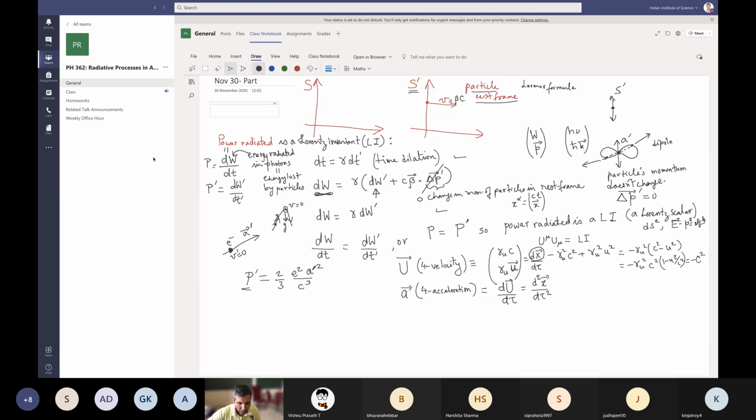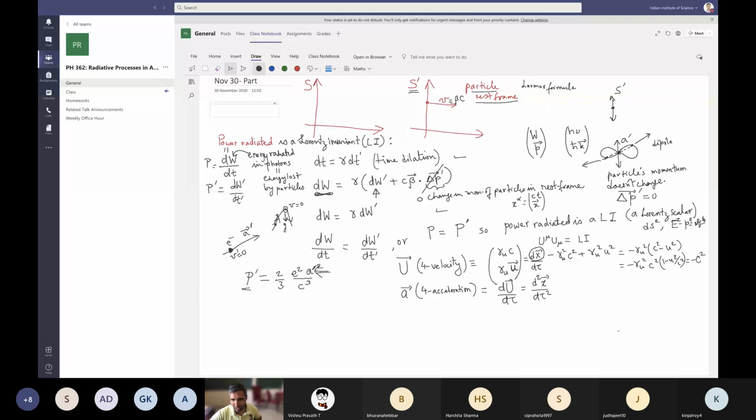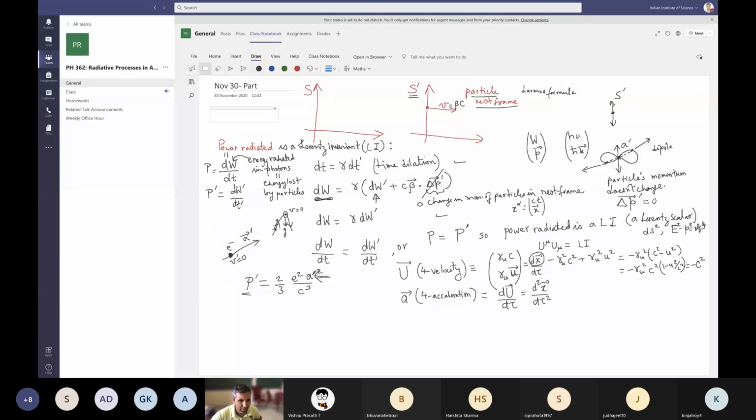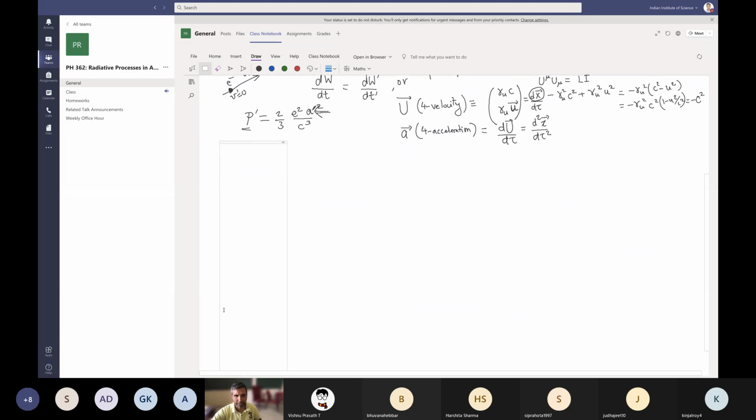Right, so let's see. The program is to actually write A prime in a Lorentz invariant form. Let me create a little more space. So let's look at A dot U, the dot product of 4-acceleration and 4-velocity.